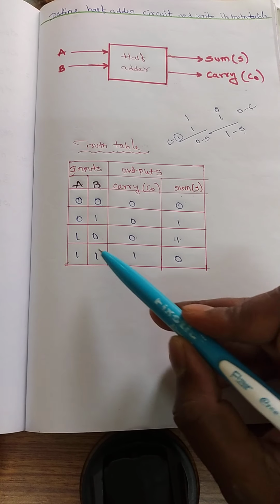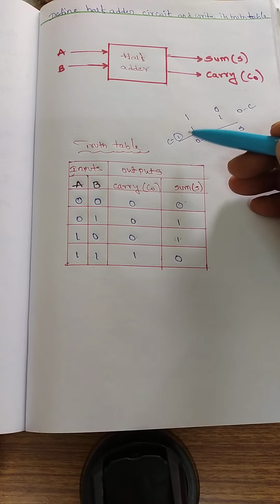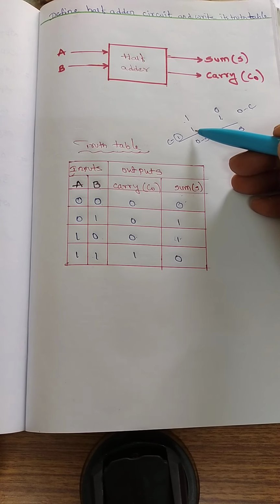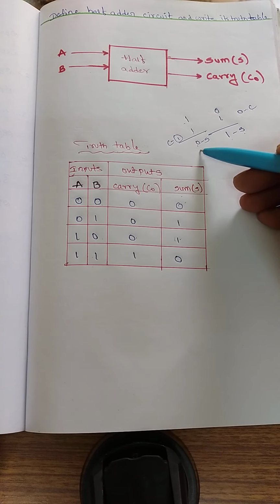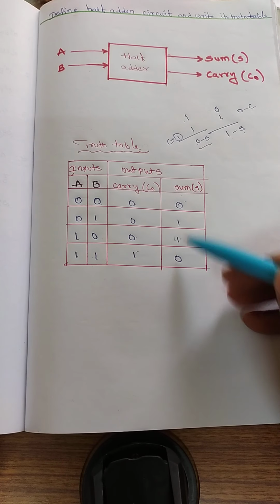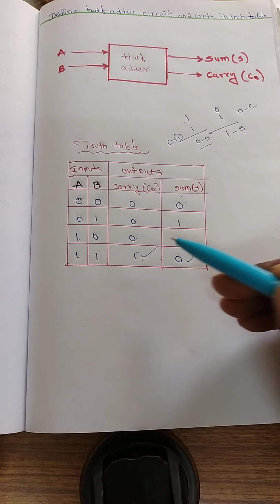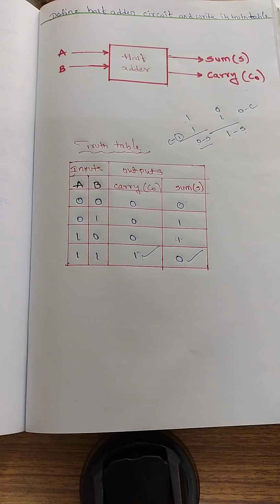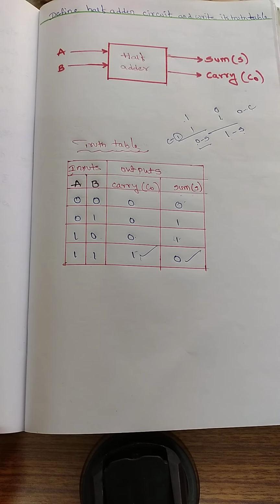Suppose if I add 2 ones, just now we added 1 and 1, then sum will be 0 and carry will be 1. Here carry is 1 and sum is 0. This is the truth table of half adder.